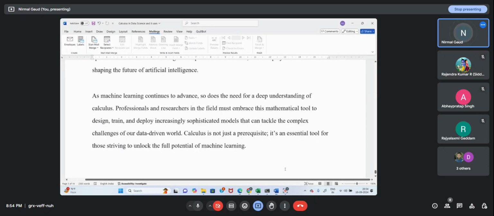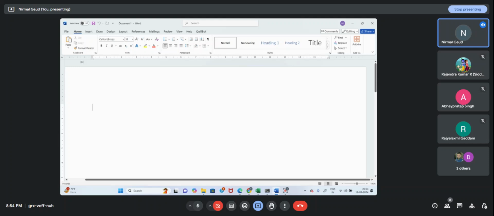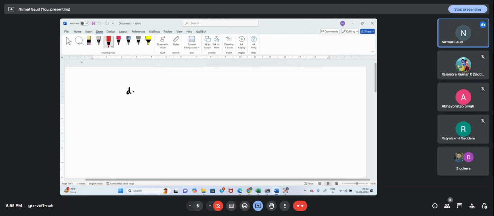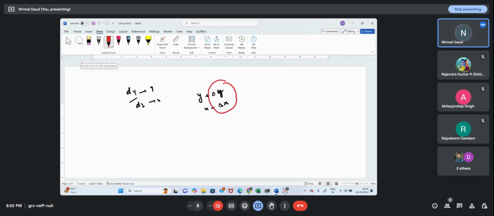As I mentioned, dy dx means a very small change in y and a very small change in x. We can write it like this: y plus delta y, x plus delta x, where delta is a very small change in x and y both. So we are talking about this small change. That's called a derivative, dy by dx.